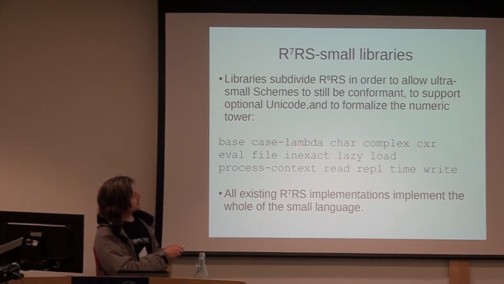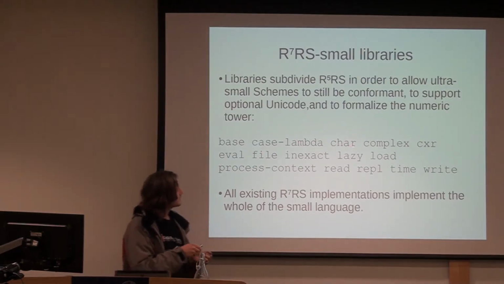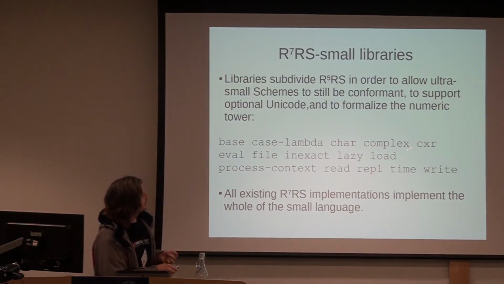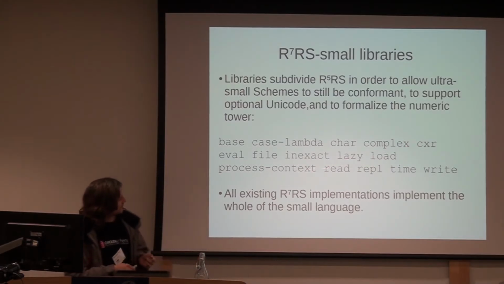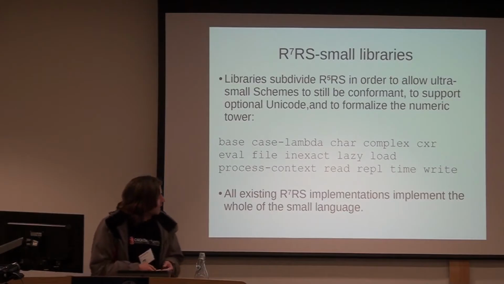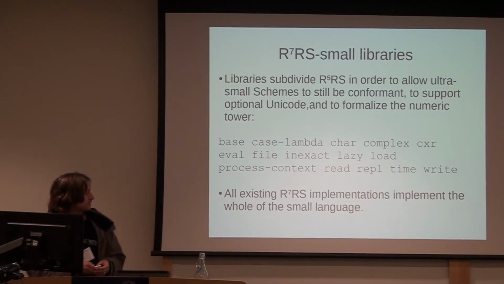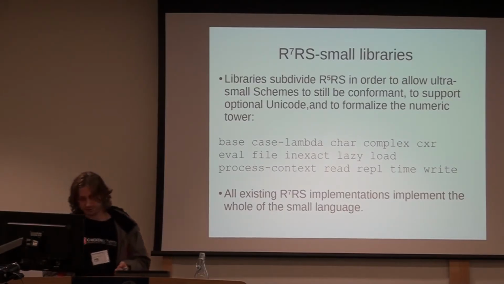So, base, case-lambda, char, which is all the exciting Unicode stuff, complex numbers, CXR, eval, file I/O, inexact numbers, a few lazy operations and things, and so on and so forth. So all the existing R7RS implementations support the whole of the small language.